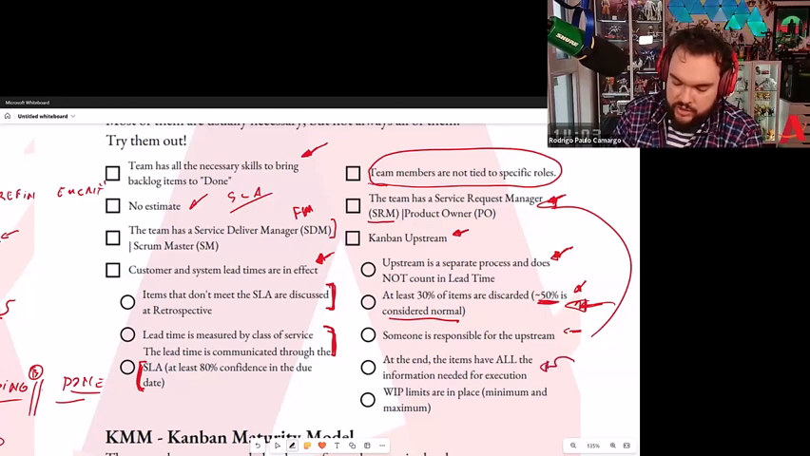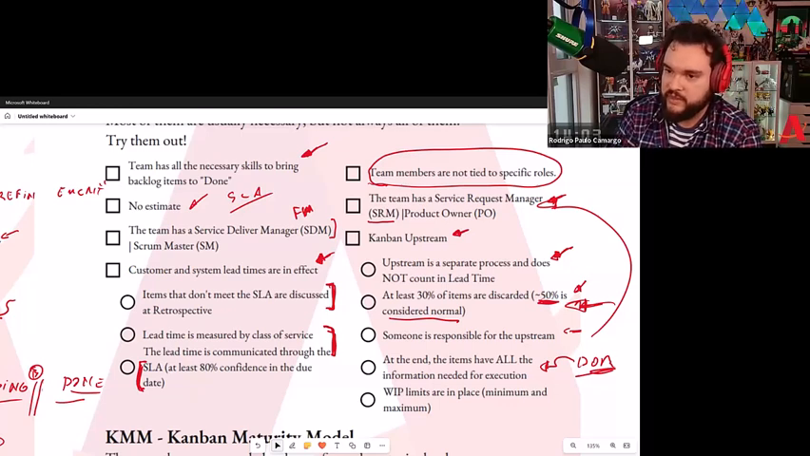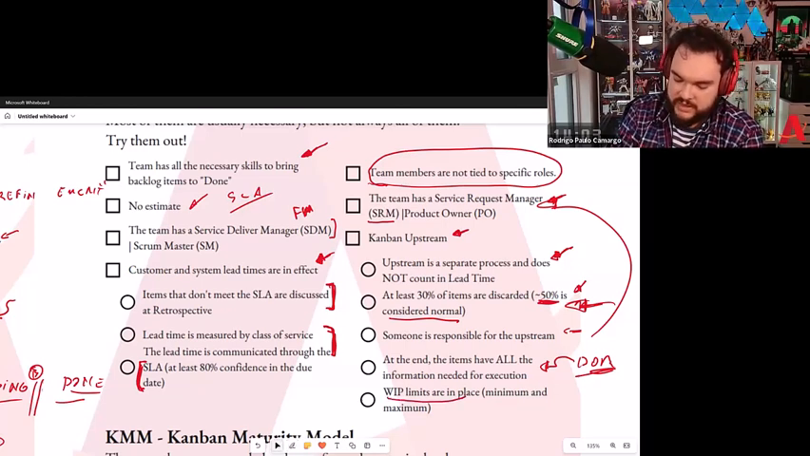And the next one is, at the end, the items have all the information needed for the execution. This goes along with the definition of ready, that we are actually doing a good upstream. We are refining these items enough that we can work with them. And the last one is that we have WIP limits in place, which are minimum and maximum in the case of the upstream. We put the minimum beside the maximum because we want to guarantee we have enough items to be selected at the replenishment.